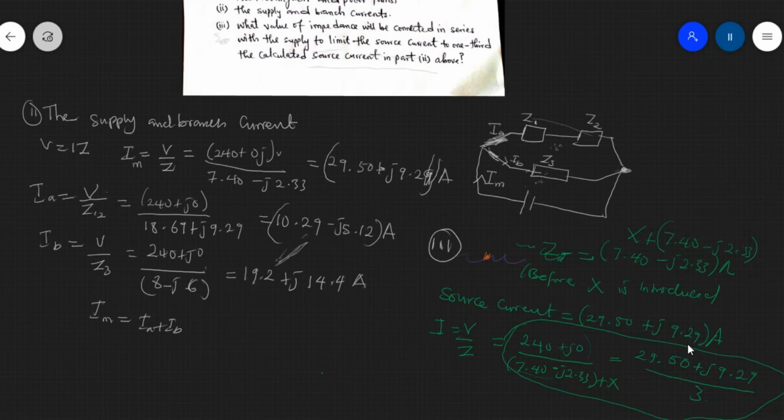Now, if you do that, the value of X ought to be 14.80 minus j4.66 ohm. This is the value of X that will be connected in series to the circuit to give the source current 1/3 of the value. Once you do that, I think you are good to go.